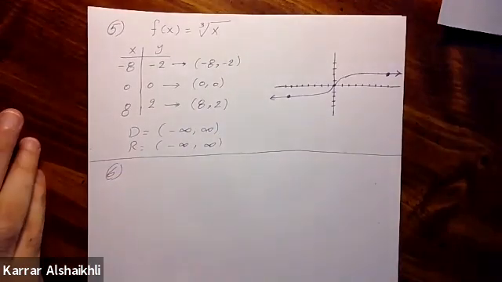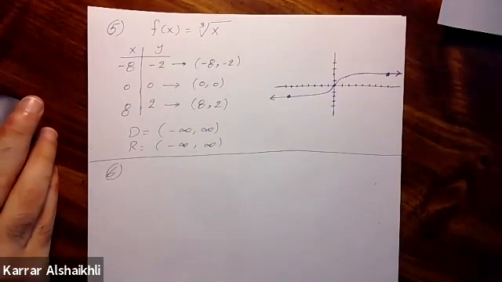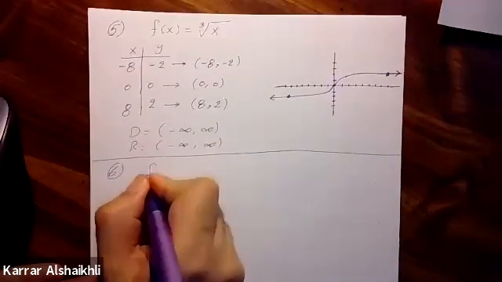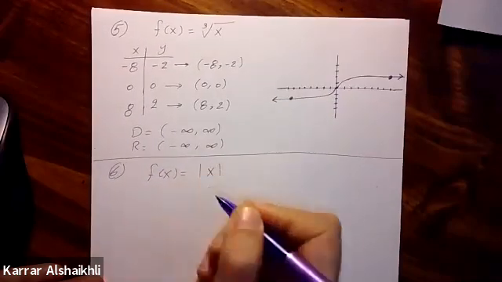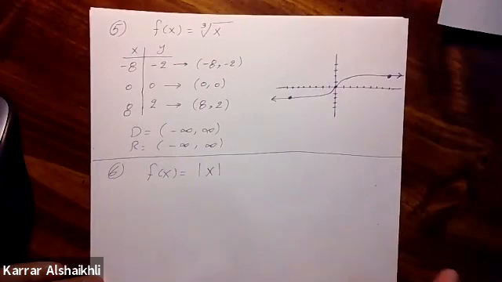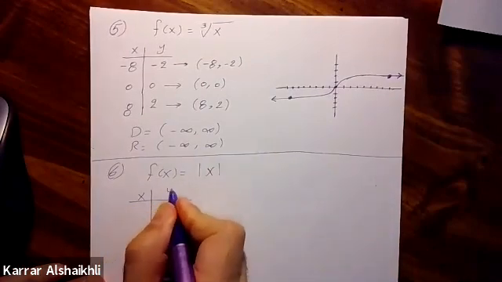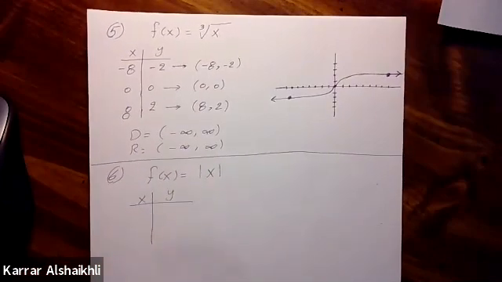is the absolute value of x. This is the last function before we move into the next part. f of x equals the absolute value of x. How to graph this one? Here's the point, x, y. For this function, you can choose any points, positive or negative.